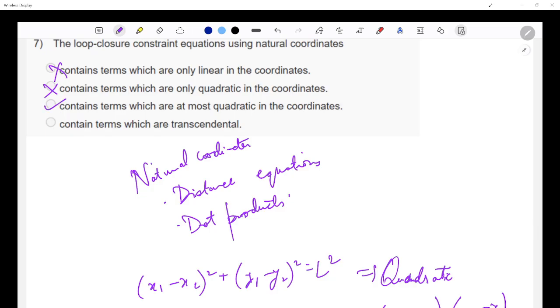This we already saw. And the fourth option is contains terms which are transcendental. There is no sine term, no cosine term, no exponential term. Those appear in relative coordinates, not natural coordinates. So this is also wrong. For relative coordinates, it has to be trigonometric and it is transcendental. But for natural coordinates, it's polynomial. It is at max quadratic. So natural coordinates give simpler equations, no trigonometric functions, at most quadratic terms. I hope the idea is clear.